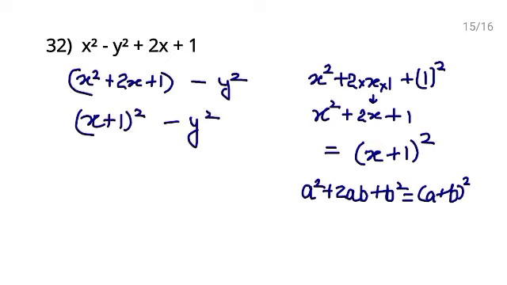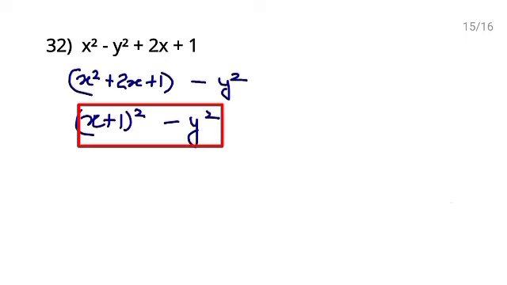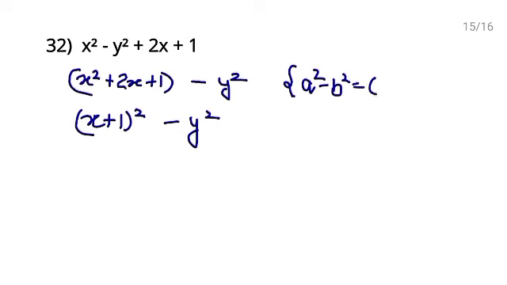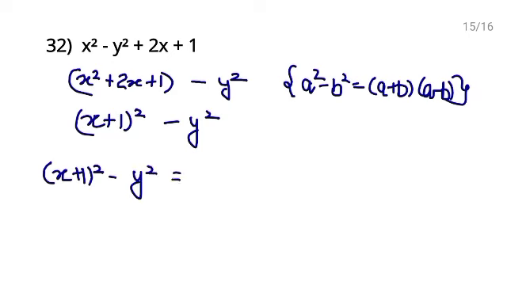y square. Now this is in the form of a square minus b square, where a is x plus 1 and b is y. What is a? x plus 1, and what is b? y. So use the identity a square minus b square is equal to (a plus b) into (a minus b), right. So (x plus 1) square minus y square can be written as sum of the bases.